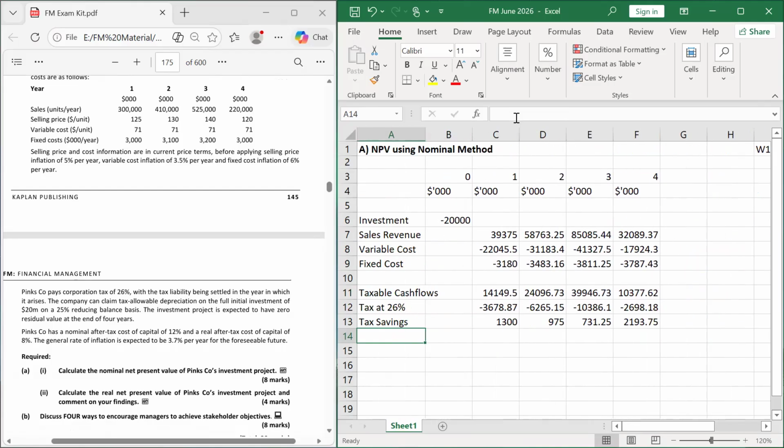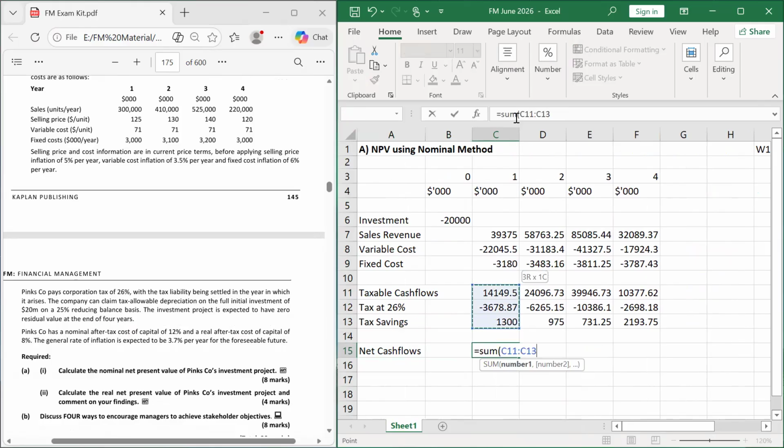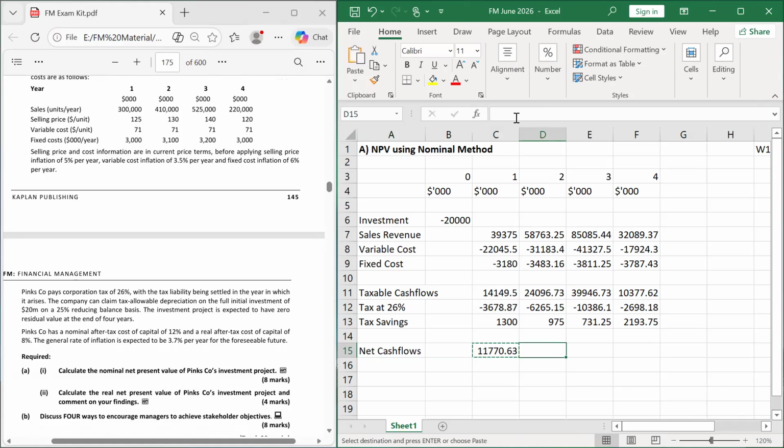Now you will get the net cash flows. Net cash flows is equal to the sum from taxable cash flows to this, and again copy paste, Control C and Control V.